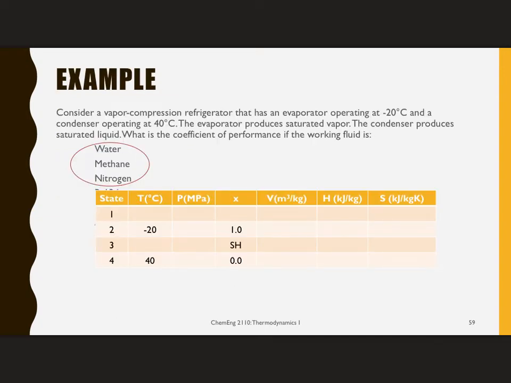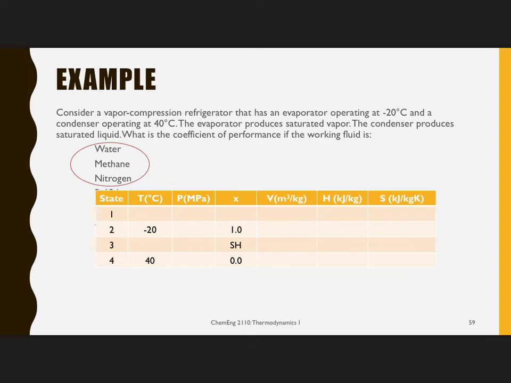We're going to look at an example. We want to look at a vapor compression refrigerator that has an evaporator operating at negative 20 degrees C and a condenser operating at 40 degrees C. Okay, so I need it to get to negative 20, and I'm going to be releasing heat at 40 degrees C. That's going to be my TH. The evaporator, I'm just going to have it produce a saturated vapor, and the condenser is going to produce a saturated liquid. And I want to look at the coefficient of performance for a variety of working fluids.